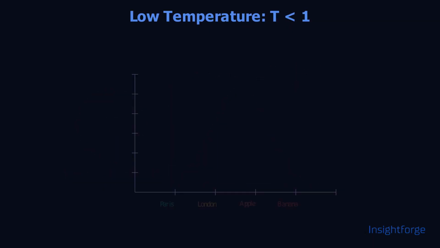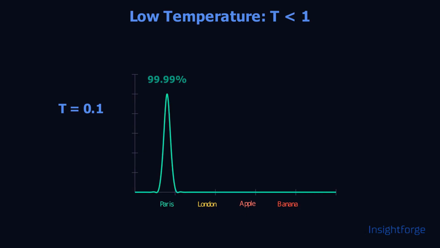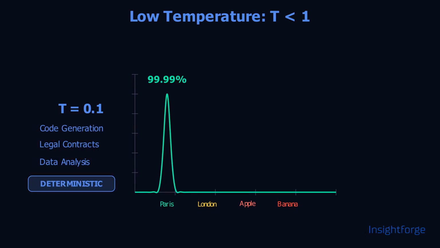Set temperature to a tiny value like 0.1. Dividing by a fraction makes numbers larger. This aggressively exaggerates the gaps between logits before Softmax is applied. The result, Paris shoots up to 99.99%. All other words get crushed into absolute insignificance. The probability curve becomes a steep, towering spike. Low temperature is mandatory for code generation, legal contract parsing, and data analysis. Anything where you need strict, deterministic, and predictable outputs.